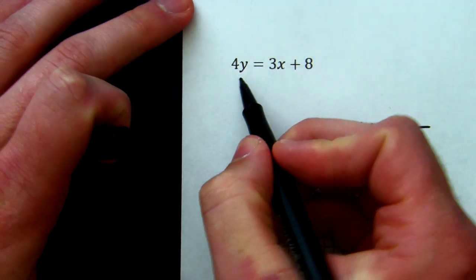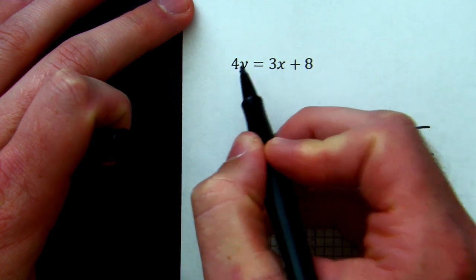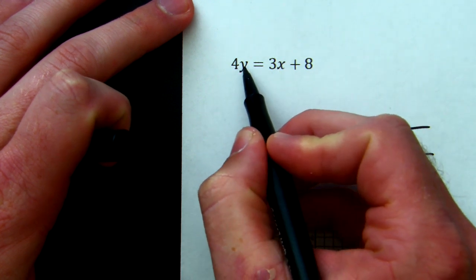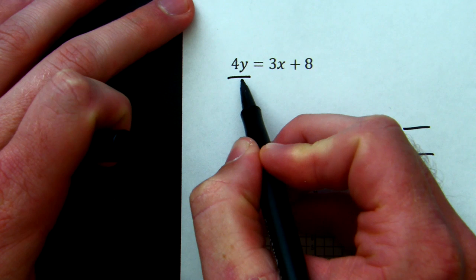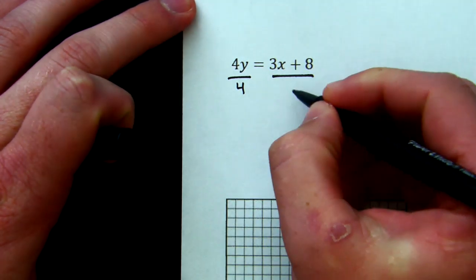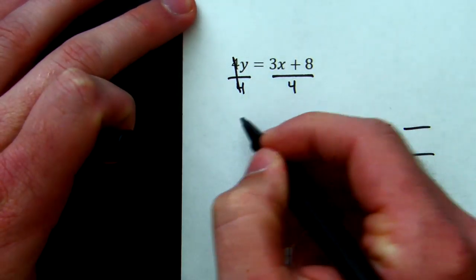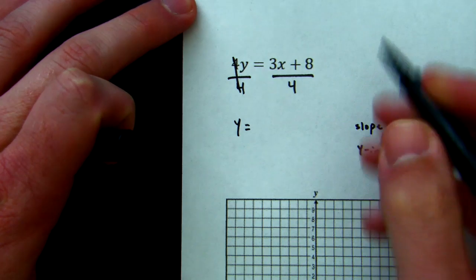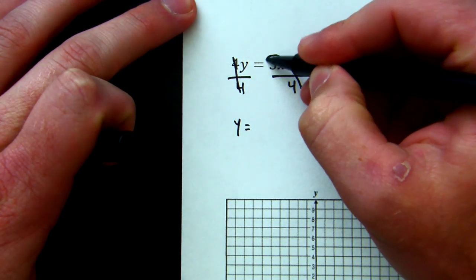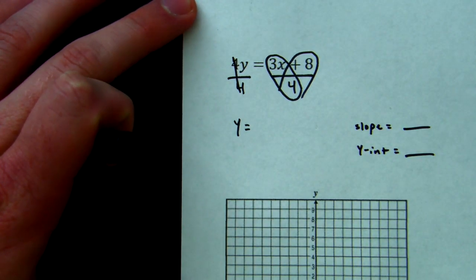So what we have to do is get y by itself, and we get y by itself by moving this 4 to the other side. We do it by opposite operation, so 4 times y, the opposite is division. We want to move this 4, and whatever we do to one side, we have to do to the other. So we've got to divide everything by 4. The left side cancels, and we're left with y. Now, on the right side, we've got to divide everything by 4. That means the 3x and the plus 8.